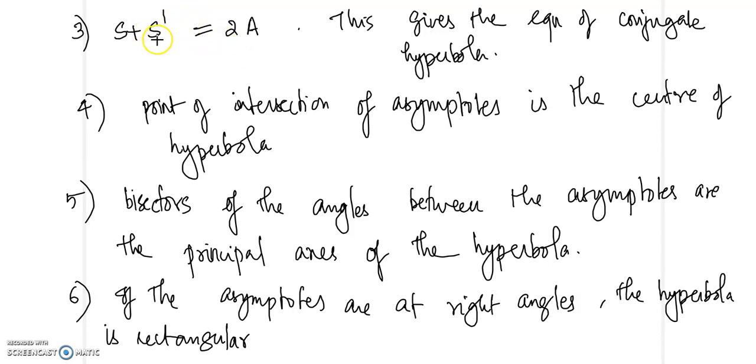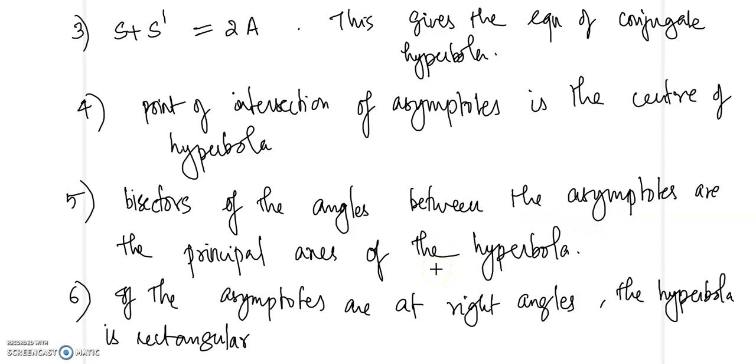So this expression, once you have s and a, can be used to find the equation of the conjugate hyperbola. Now the asymptotes, as we have seen, will intersect at the center of the hyperbola. The asymptotes pass through the center, so that will be the point of intersection. And the angle between the asymptotes will be bisected by the principal axis of the hyperbola.